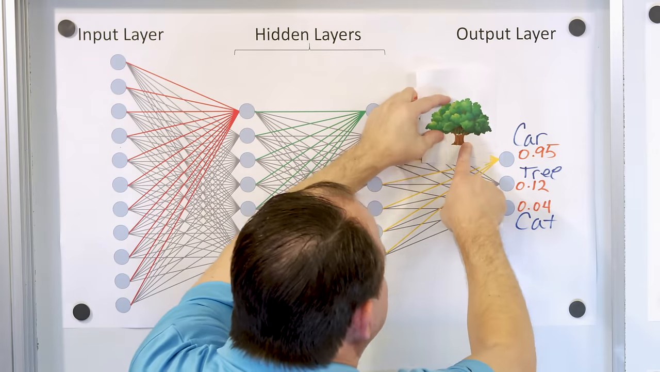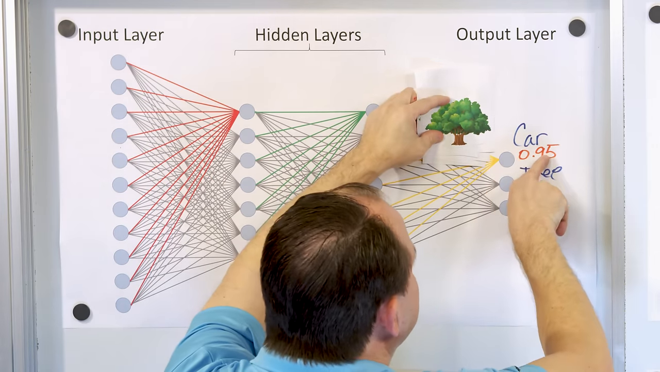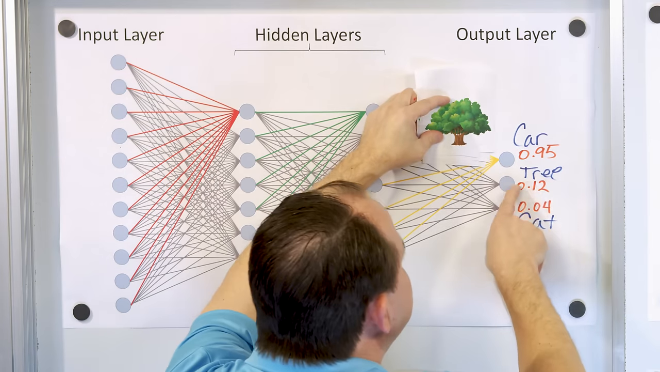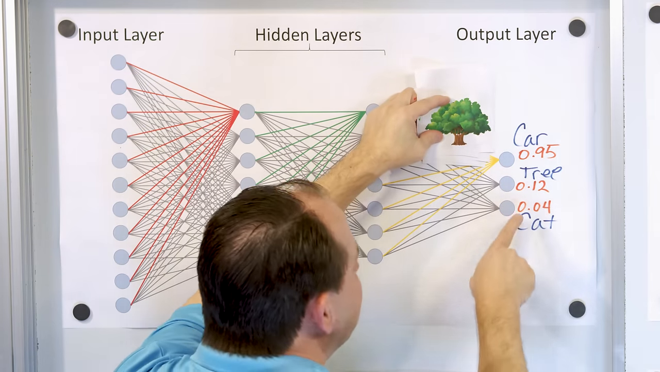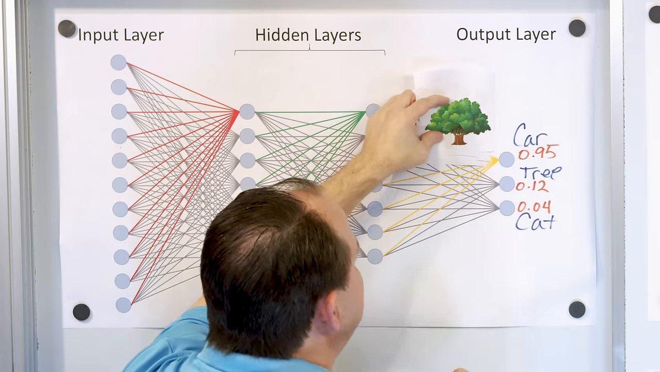Ideally, whenever I pass this image in, I want the car number to be like 0.01. I want the tree to be like 0.99. And I want the cat to be 0.02 or something. I want very low values and high values.